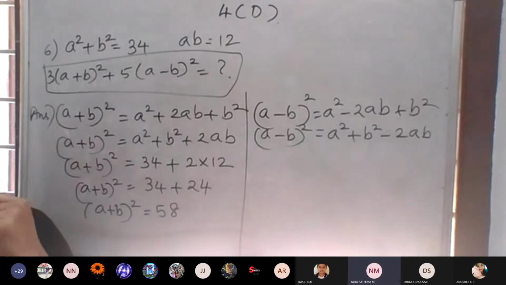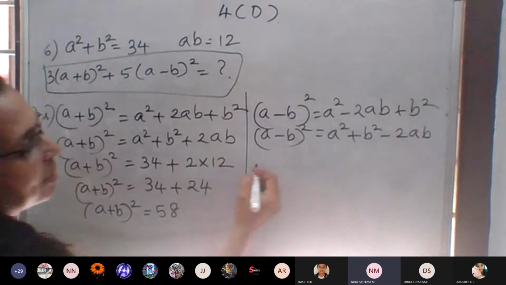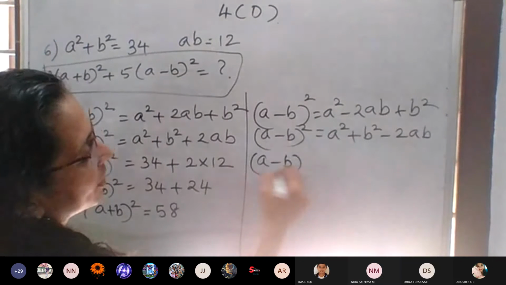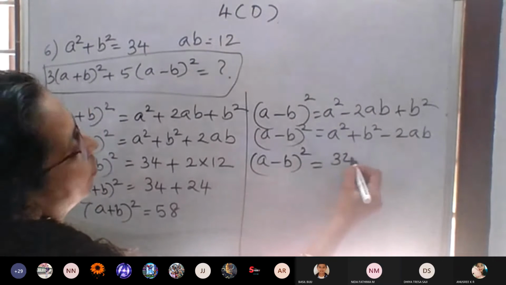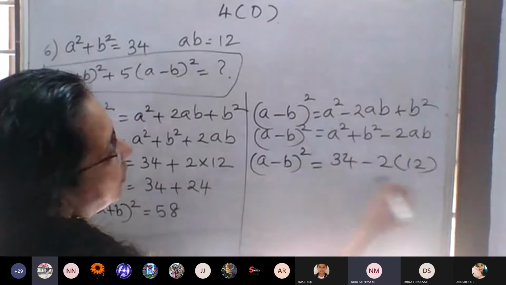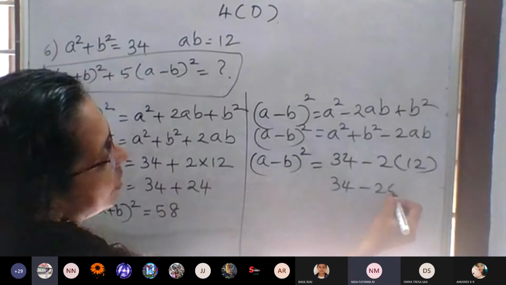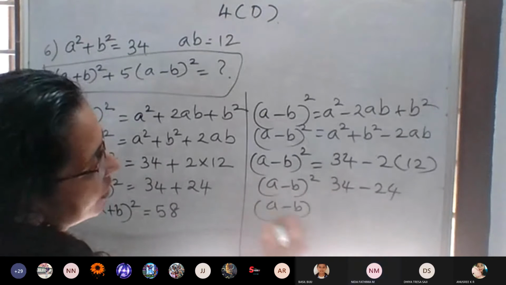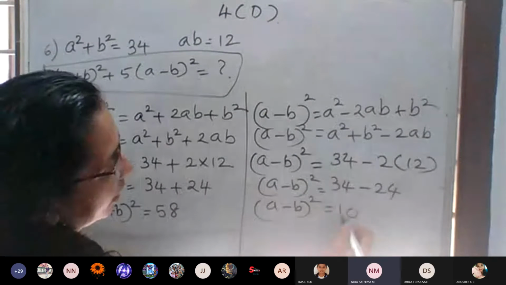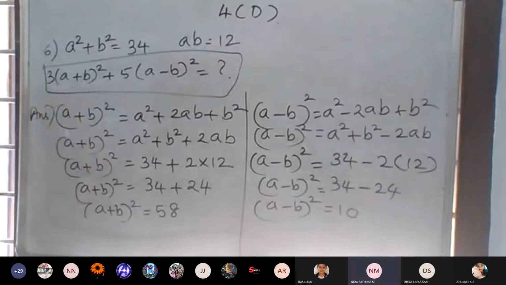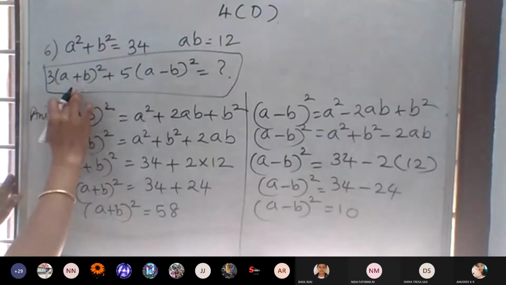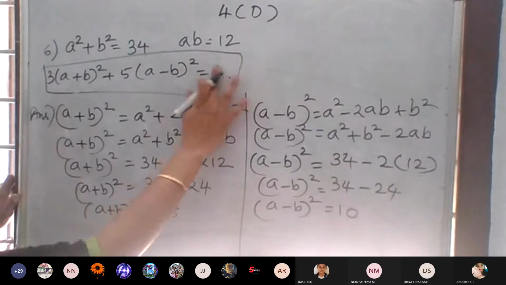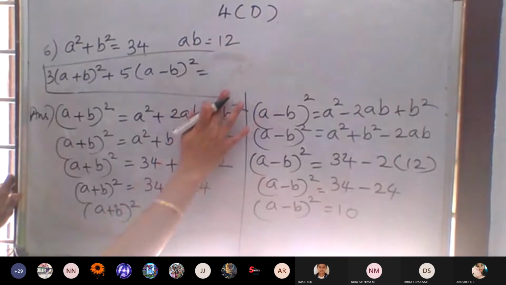Ma'am, got (a minus b) whole square. Okay. (a minus b) whole square will be equal to 34 minus 2 into 12, that is 34 minus 24, which is equal to 10. Okay. So we have to substitute here: 3 into (a plus b) whole square plus 5 into (a minus b) whole square. So we have to write that.